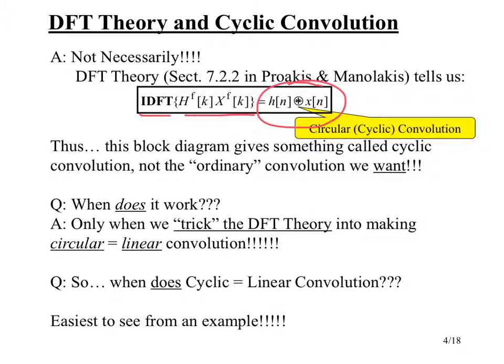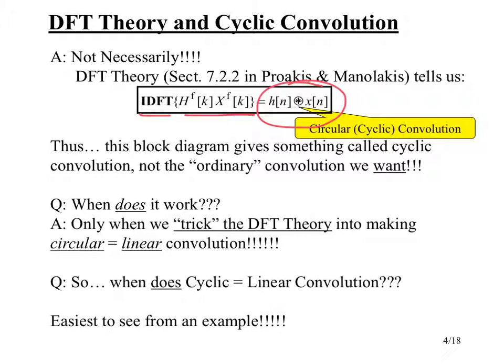So the block diagram that we just looked at does not give us the ordinary convolution that we want. And so at first blush it looks like, no, this is not going to work. But again, as good DSP development engineers, we ask, well, could it work? Could we fix it so that it does work? Are there any tricks that we could use?